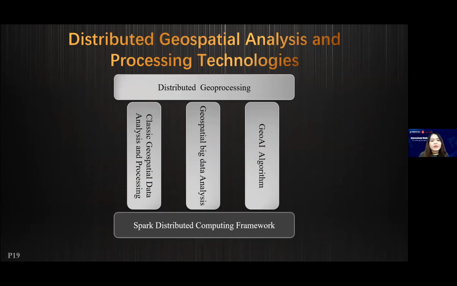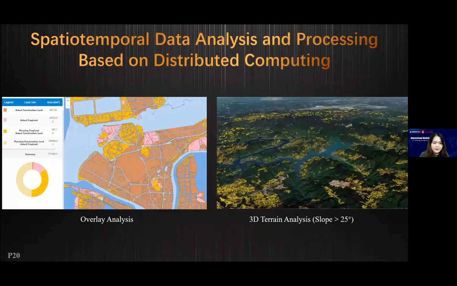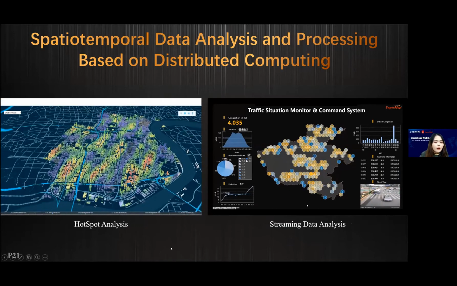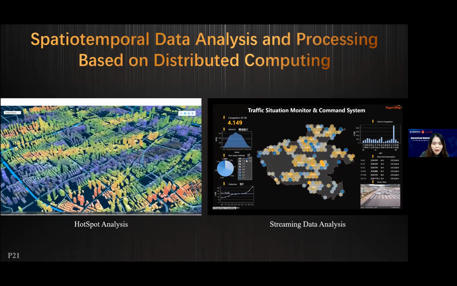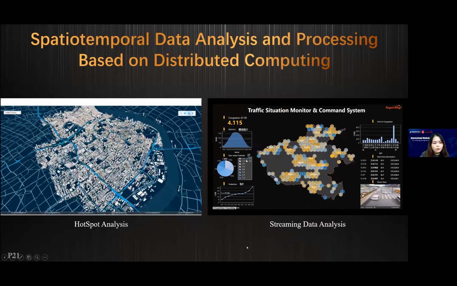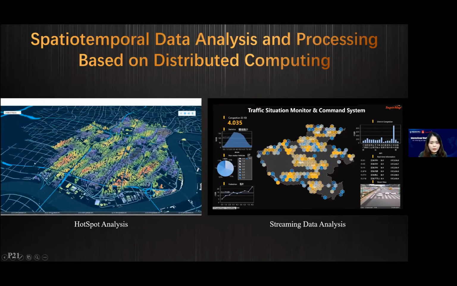So to transform our traditional operators to distributed operators, we have to change them from classic geospatial data analysis and processing to geospatial big data analysis and GeoAI algorithms. With those distributed operators, we could do overlay analysis like we did in our traditional GIS software. This is for land use data, and also a slope analysis for 3D terrain data. Still, we could use big data to do analysis like hotspot analysis or streaming data analysis to monitor the city's operating conditions in real time.